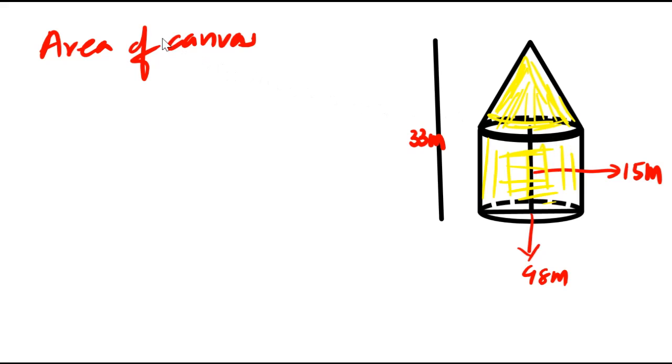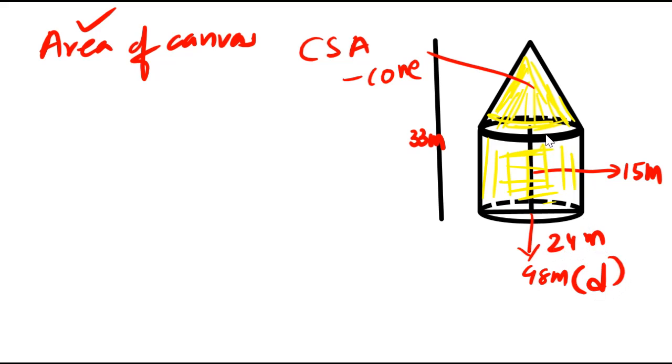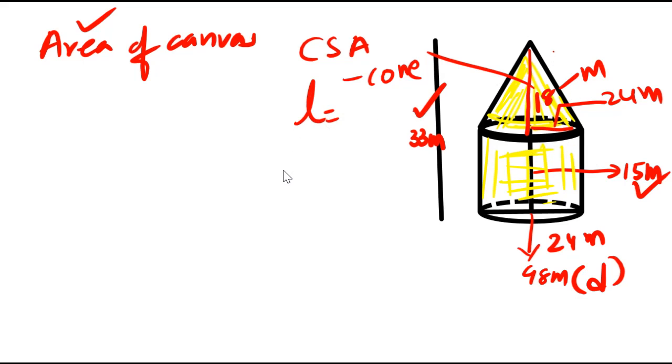So what is actually asked? Area is asked. Area asked means you will be finding the curved surface area of this cone, for which you have a 48 meter diameter, that means 24 meter radius, the same 24 here also. And this total is 33 meter, here it is 15 meter, that means the remaining is 18 meter, the height of the cone. You can calculate the slant height by Pythagoras theorem and you will get L over here. Once you get L, the curved surface area of the conical part can be calculated by the formula pi R L.